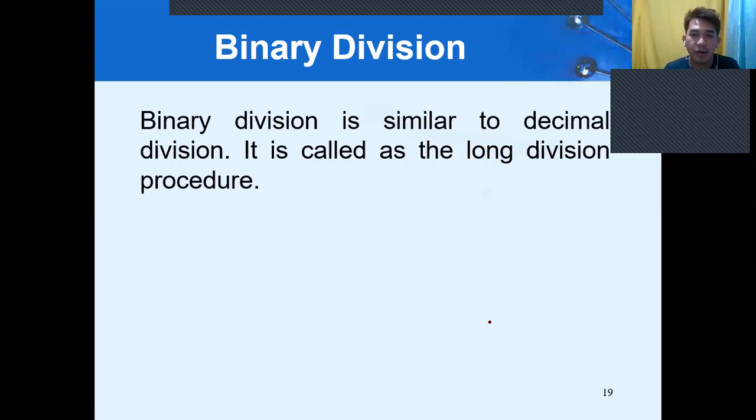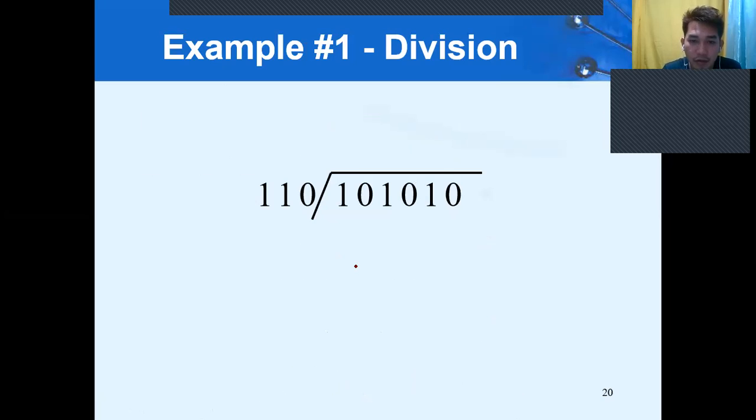Okay, now let's proceed with the binary division. So this is similar to decimal division, and it is what we call the long division procedure. Okay, so we have here an example. So you just have to compare each digit to this. Okay, so 1, is it lesser or greater than this? Lesser or equal? So mas lesser siya, so move tayo. So 1, 0. Lesser pa rin. 1, 0, 1. Lesser pa rin. So let's move to 1, 0, 1, 0. Greater na siya. So you just have to put 1 here.